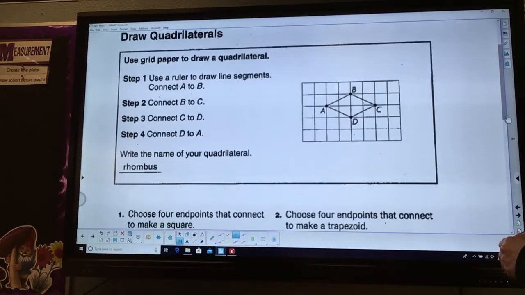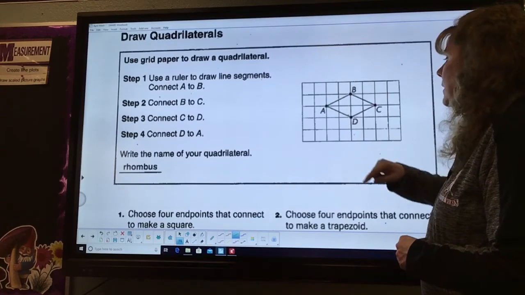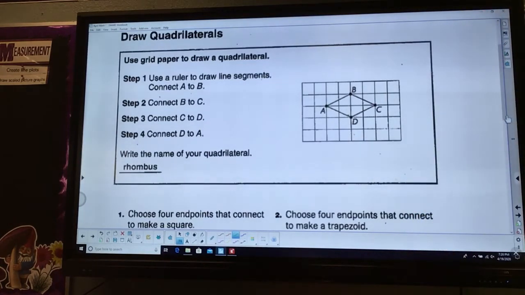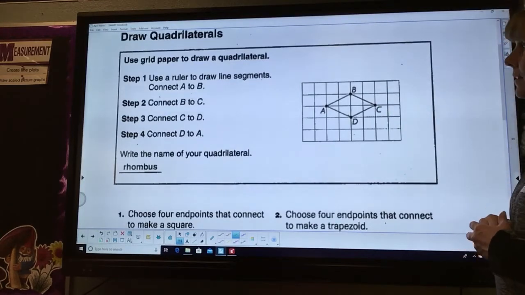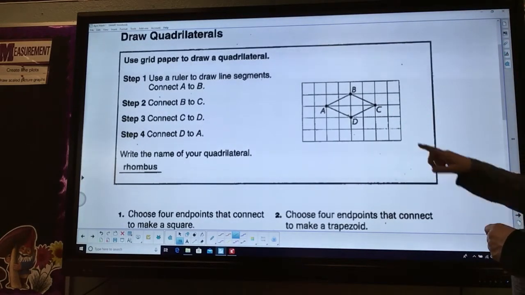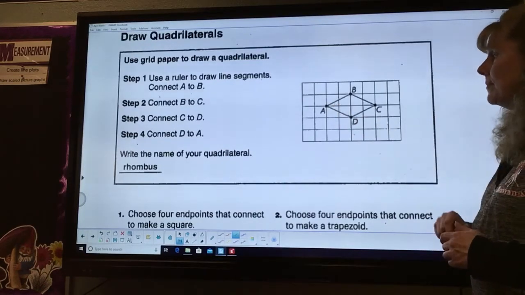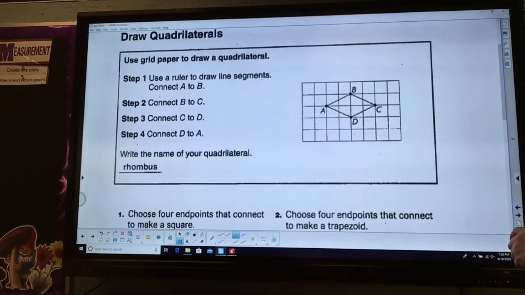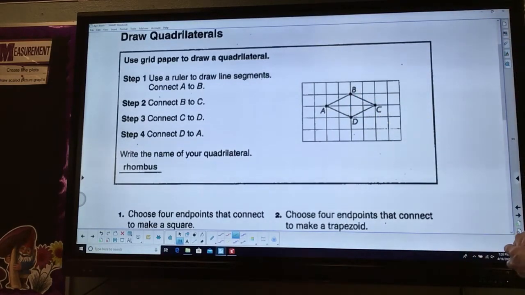Connect A to B. So that would be right here. Okay. Connect B to C. That would be right here. Connect C to D. And finally D to A. They've done it for you. Now, if you look at your shape here, we can see that that is a rhombus.